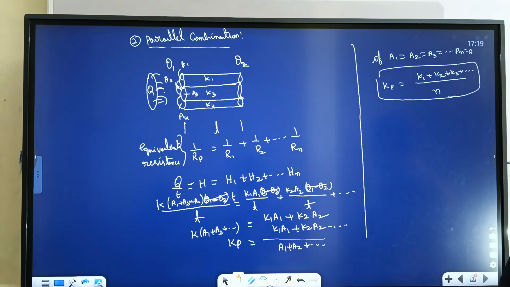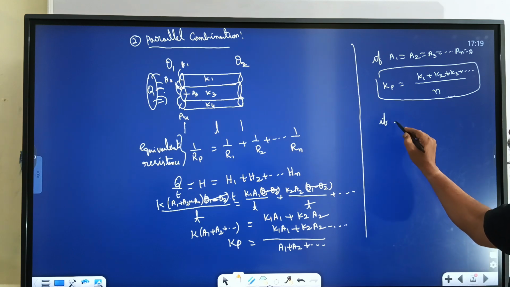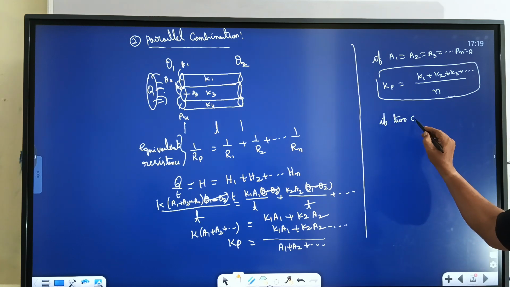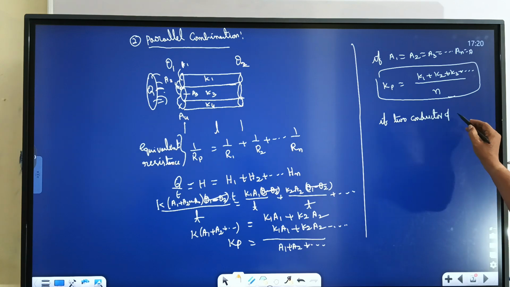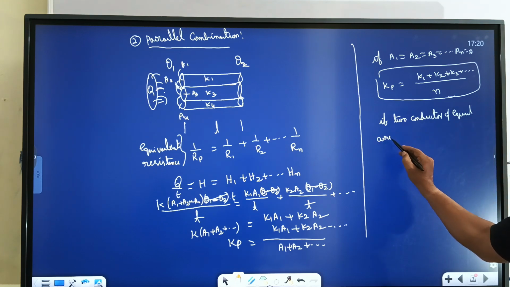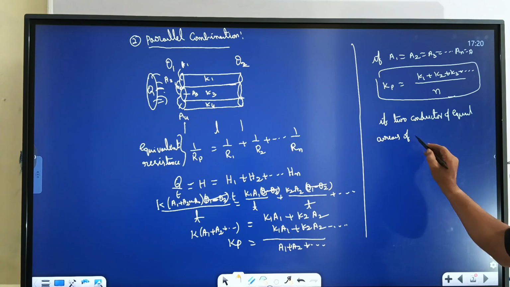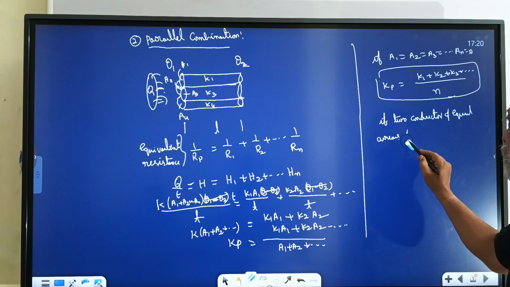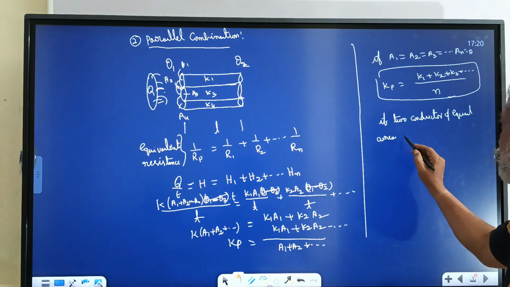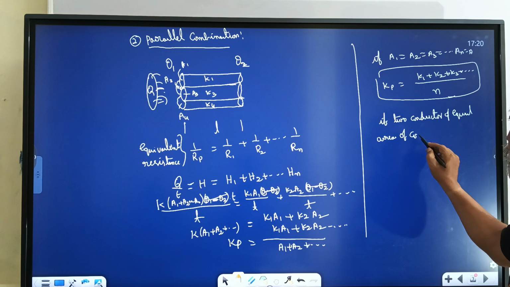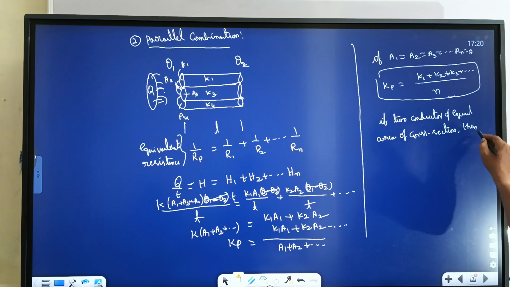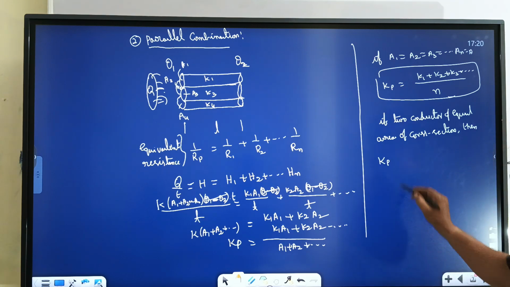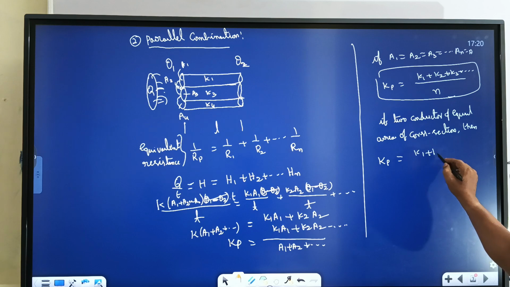If there are two conductors of equal areas of cross section, then the thermal conductivity in parallel, Kp, is equal to the average, K1 plus K2 divided by 2.